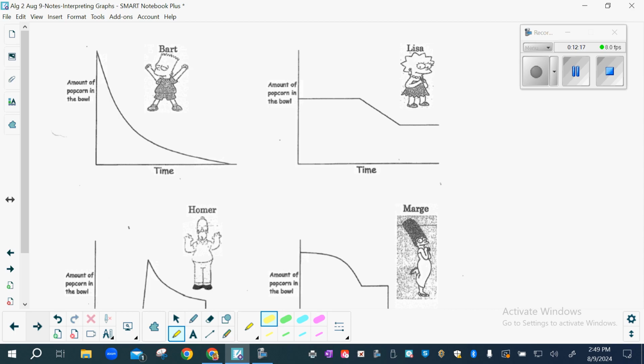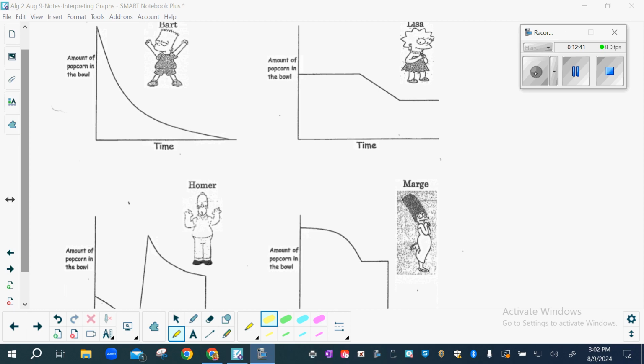Here, right here, how much popcorn is in the bowl at the beginning there? It's full. It's right up at the top. So we know that he starts out with a full bowl of popcorn. Does that make sense? Okay, go ahead and answer the questions on the back. I'm happy to help you if you have any questions on any of that. You can ask your group members.